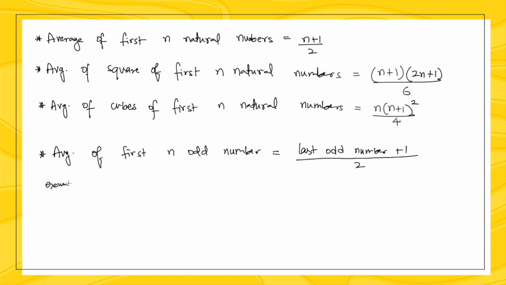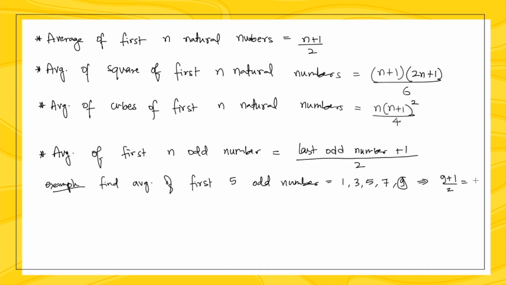For example, if somebody asks you to find the average of the first 5 odd numbers, so what are the first 5 odd numbers? They are 1, 3, 5, 7, 9. So what will be their average? The last odd number is 9, so it will be 9 plus 1 upon 2, that will give us 5. So the average of these numbers will be 5.